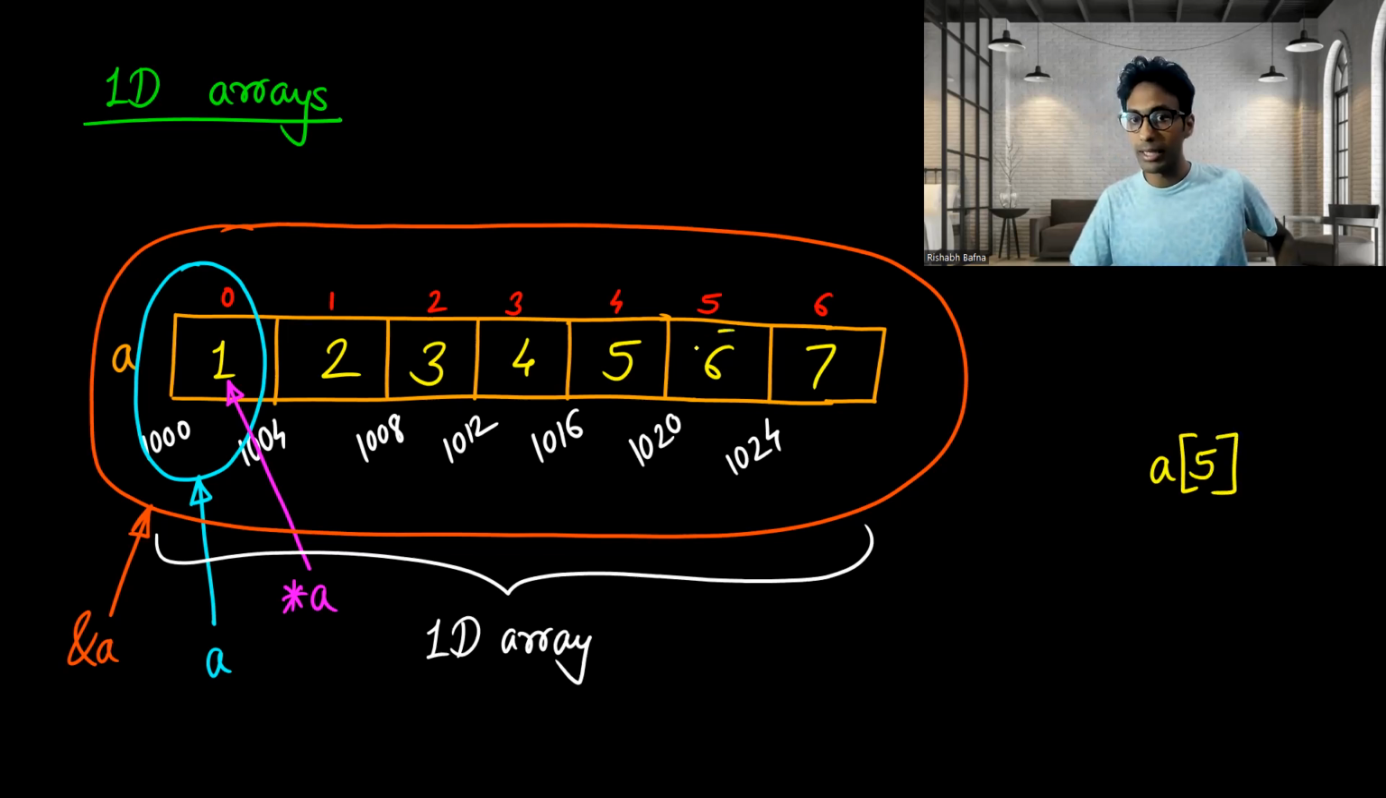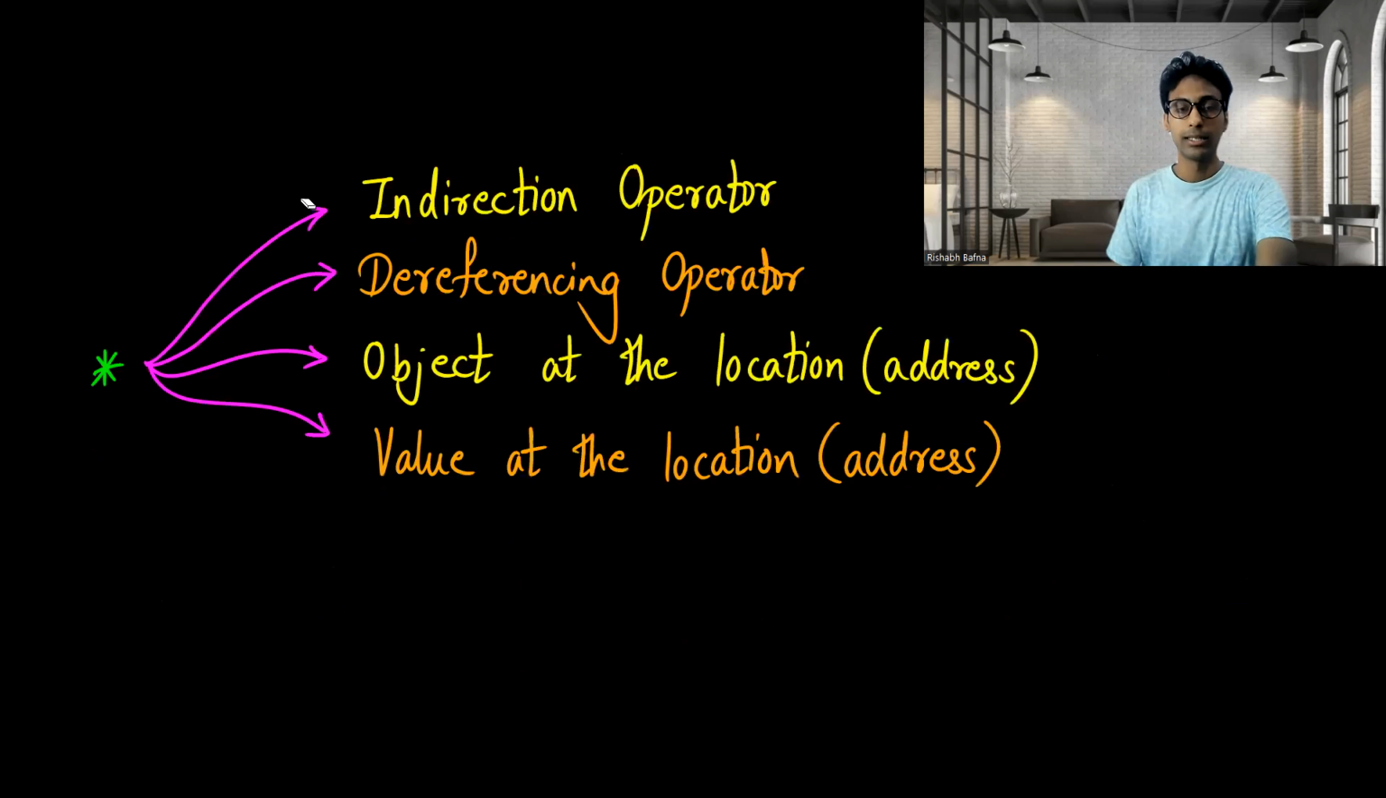This is 6, isn't it? A of 5. This is what you generally write, isn't it? Let's see how we write it internally. So A of 5 is 6. Okay, this is for user convenience. But internally, how will it be computed?